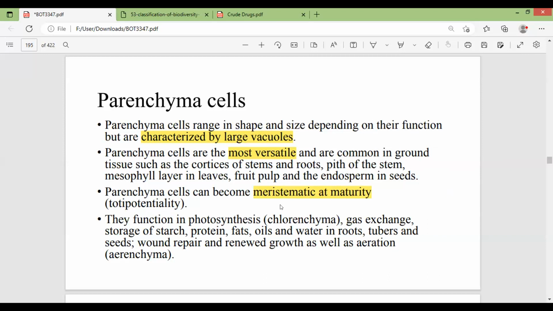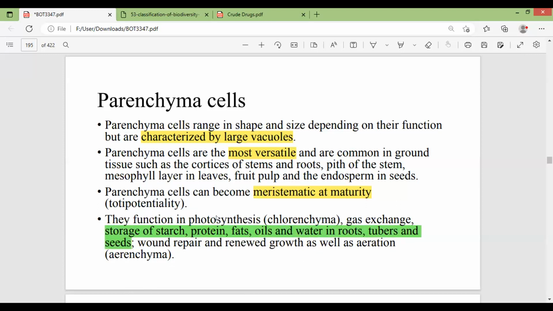Photosynthesis, but specifically chlorenchyma, gas exchange. Yeah, we've seen gas exchange, aeration. Parenchyma: storage, especially storage. Storage is a main function of parenchyma. Storage of starch, protein, fats, oils, water in roots, tubers, and seeds. That's a very major function of parenchyma cells.